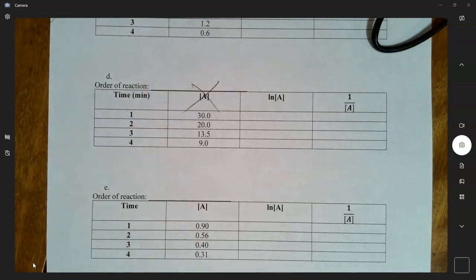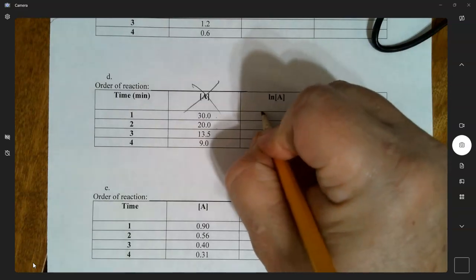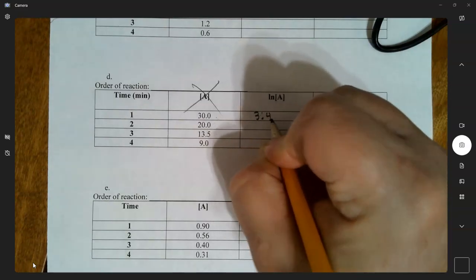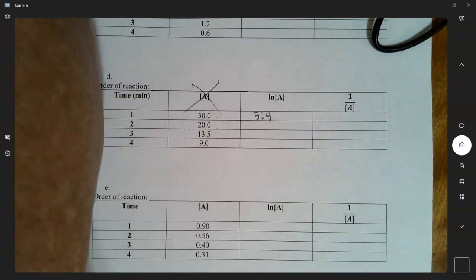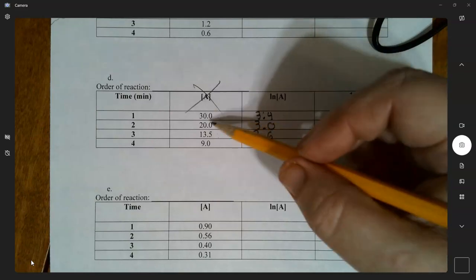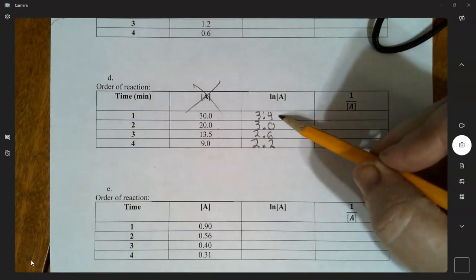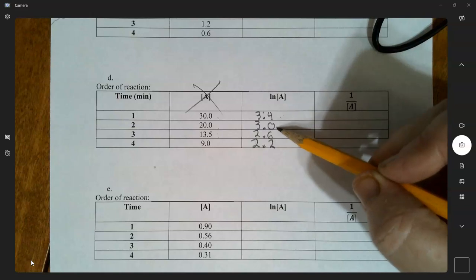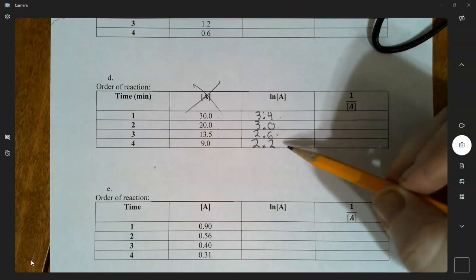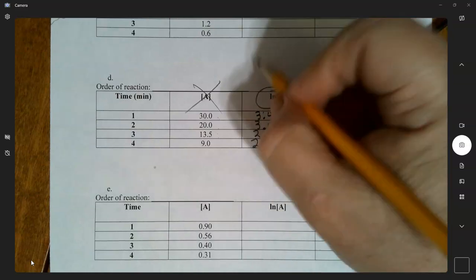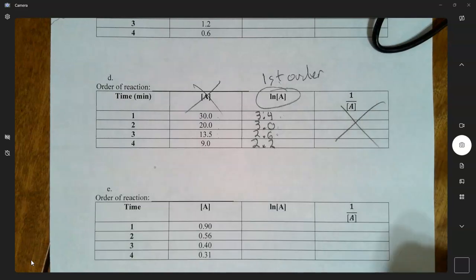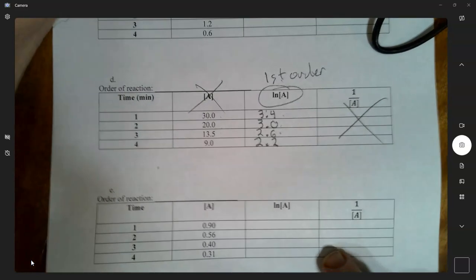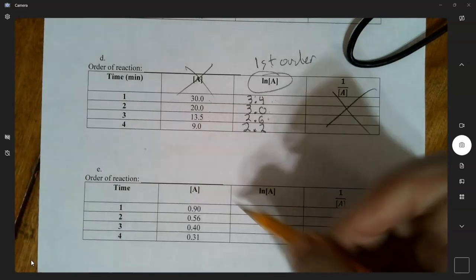So I'm going to go ahead and take the natural log of 30, and we get 3.4. I'll stop the video and do the others. There you can see the natural logs of each of these numbers, and you can pretty easily see there's the same difference, 0.4, 0.4, 0.4, so this is first order. You don't have to do that one. We'll move on down, and let's see if we have the same differences.